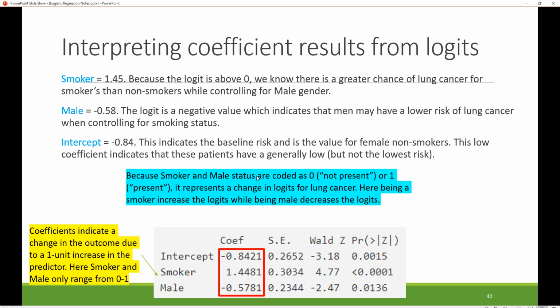This indicates that the baseline risk is the value for female non-smokers. This low coefficient indicates that these patients have a generally low but not the lowest risk. Coefficients indicate the change in the outcome due to a 1 unit increase in the predictor. Here, smoker and male only range from 0 to 1. Because smoker and male status are coded as 0 for not present or 1 for present, it represents a change in logits for lung cancer. Here, being a smoker increases logits, while being male decreases logits.